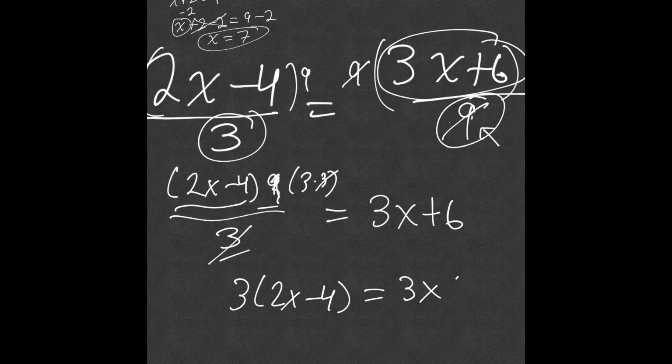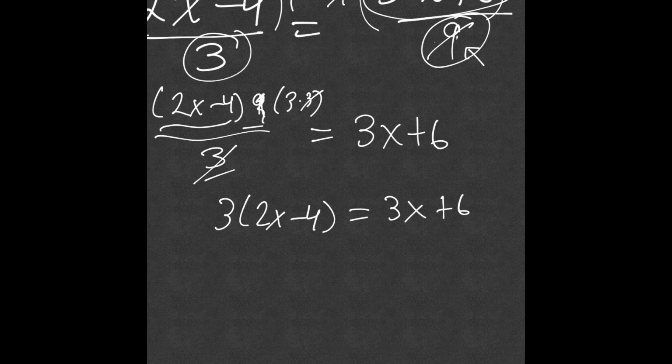All right, now this is just a multiplication problem. I'm going to distribute 3 to 2x and minus 4. 3 times 2x is 6x. 3 times minus 4 is minus 12. Nothing's changed on the right side.